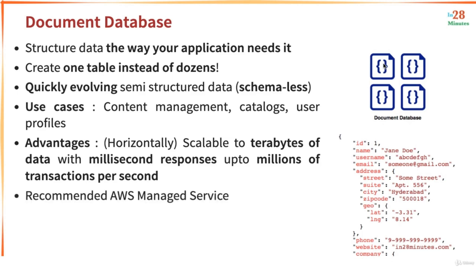Now, what is the recommended AWS managed service for this? It's Amazon DynamoDB. So whenever you want a document database and you are looking at AWS, Amazon DynamoDB is the most useful option. In the next step, let's talk about another form of database which is very, very similar to the document database.